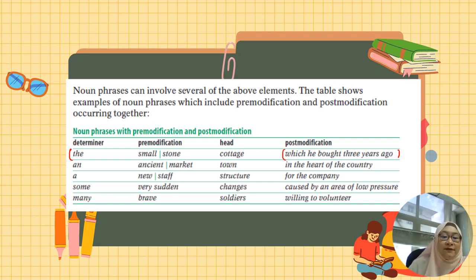You can see how a relative clause can post-modify the noun phrase or the head, cottage. The remaining examples I invite you to read on your own and digest, to see how a noun phrase is modified by pre-modifiers and post-modifiers. Pre-modifiers come in the form of adjectives and noun phrases, and post-modifiers come in forms like relative clauses, prepositional phrases, to infinitives, and ing phrases or ing participles.